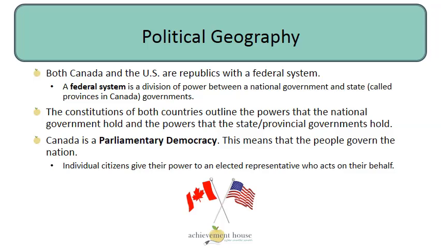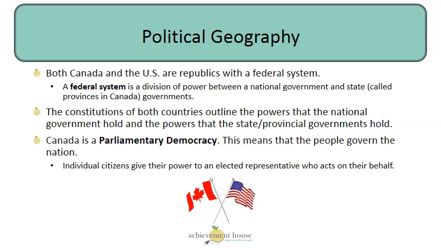Let's look at the political geography of Canada and the United States. Both Canada and the United States are republics with a federal system. A federal system is a division of power between a national government and a state government. Remember, in Canada, states are called provinces. The constitution of both countries outlines the powers that the national government holds and the powers that the state or provincial governments hold.